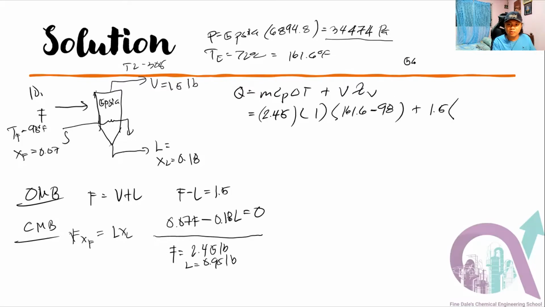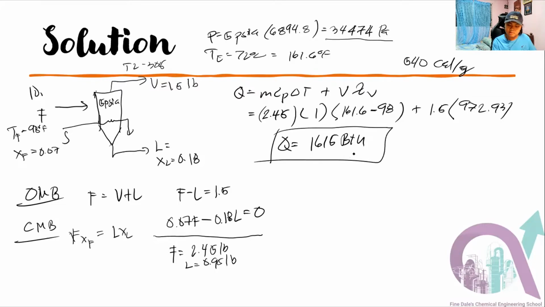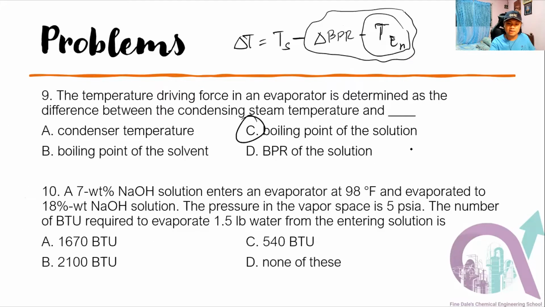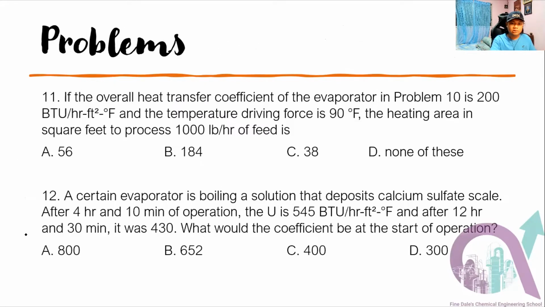This is what I have memorized, 540 cal per gram. Transform that to BTU per lbm, so you will have 972.93 BTU per pound mass. Then you can get 1615 BTU. That's letter A. That's the nearest of them. Letter A. Now let's move on to number 11.